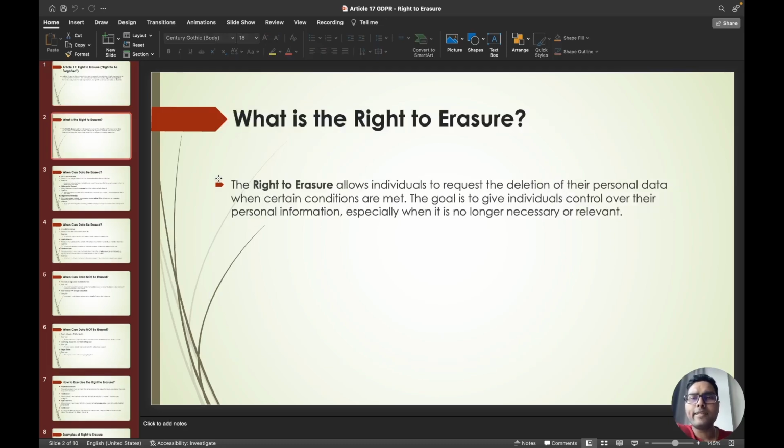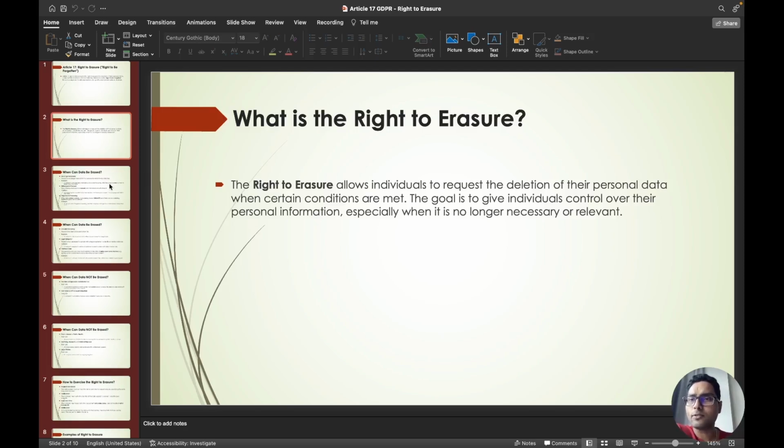So next, go to the next slide where it is written that the right to erasure allows individuals to request the deletion of their personal data when certain conditions are met. This is the simple statement we just read from the previous slide. So let's understand the goal: the main goal is to give the individual, the data subject, control over their own personal data, especially when the data is no longer required by the controller.